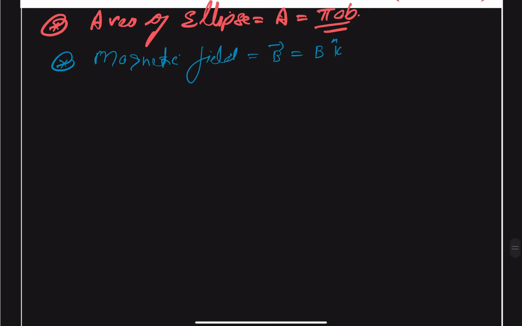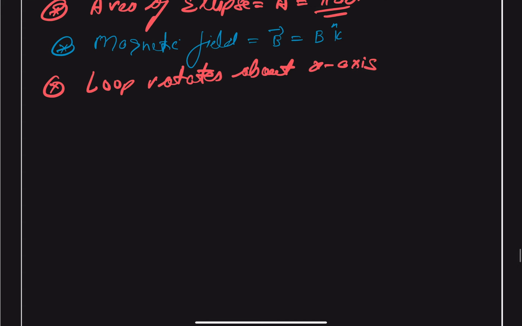You can say that the loop rotates about the x axis, and it is given with the angular frequency omega. And we can assume that at time t is equal to 0, the loop is in the xy plane.